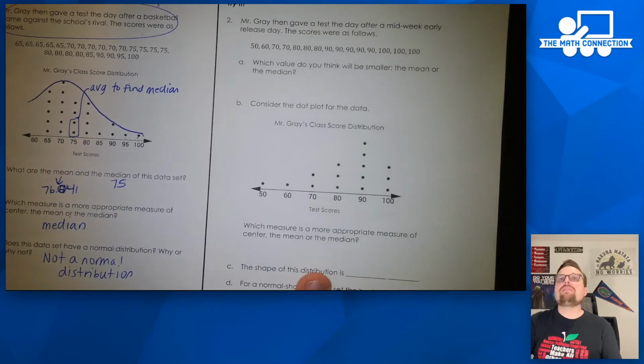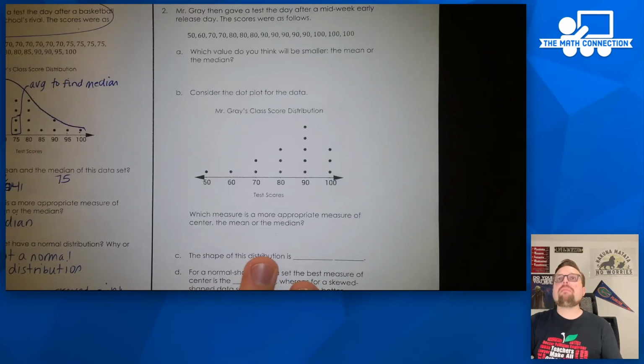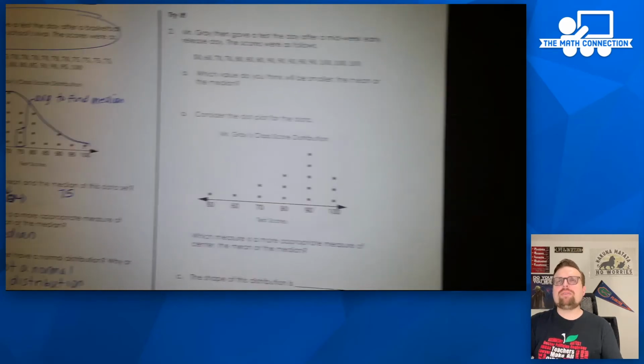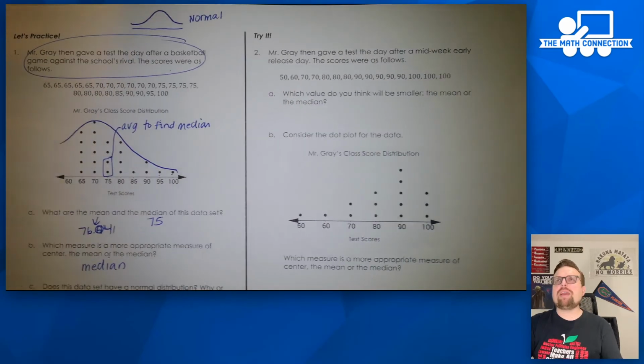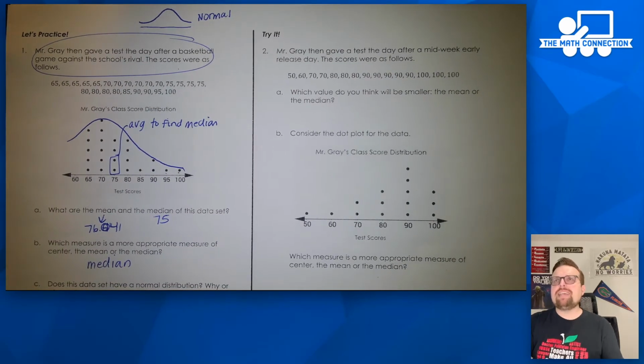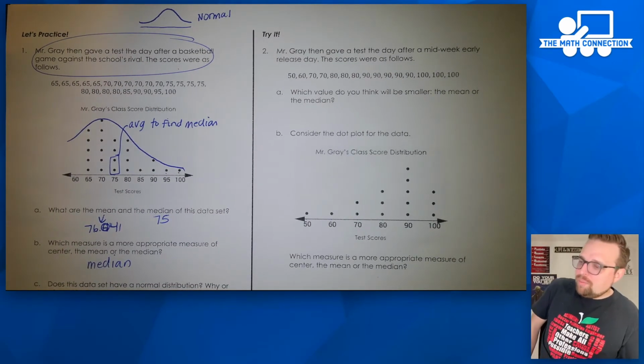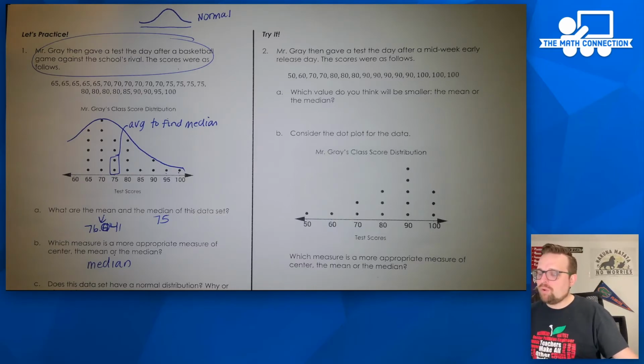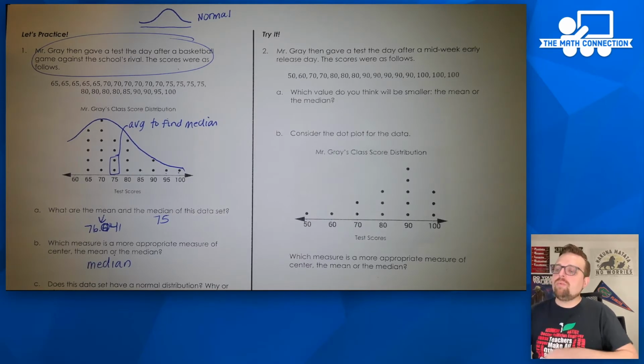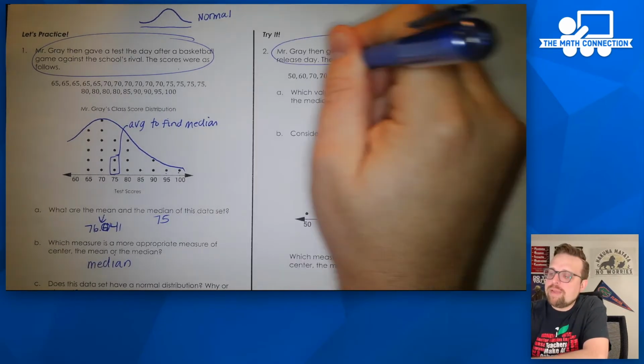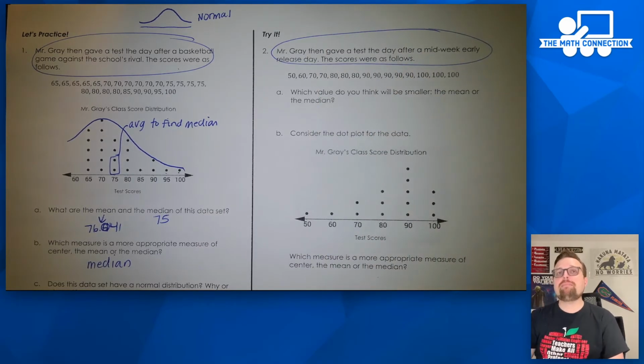So let's scoot this paper over. And question 2, the triad over here, it says Mr. Gray gave a test the day after a midweek early release day, and the scores were as follows. So once again, they're telling you this information up at the top here because it might give you a clue that explains what happened with this data.